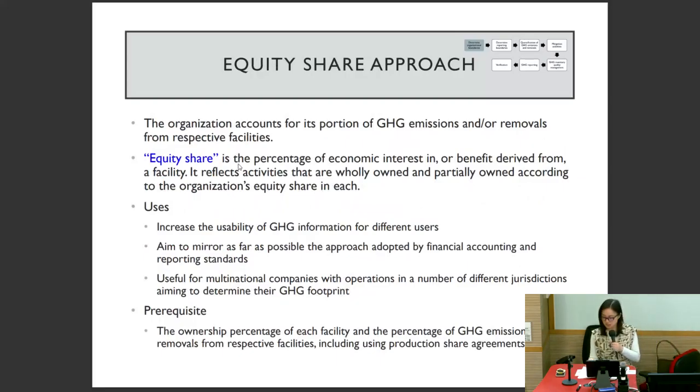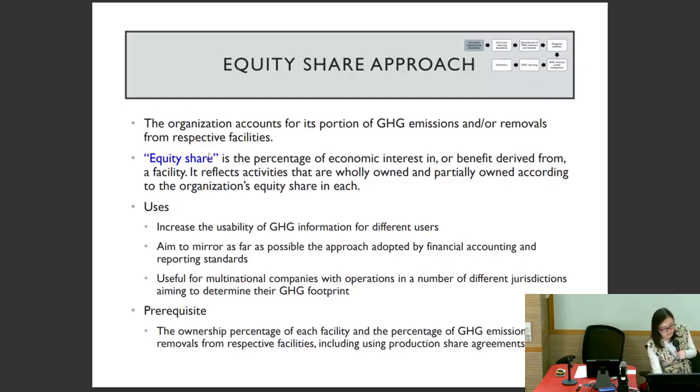And next is the equity share approach. The organization accounts for its portion of greenhouse gas emissions and or removals from respective facilities. So it is according to how much the company owns that facility. Equity share is the percentage of economic interest or benefits derived from a facility. So it reflects the activities that are wholly owned and partially owned according to the organization's equity share in each.